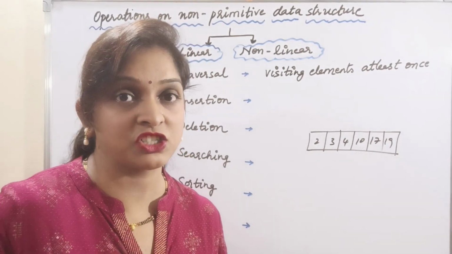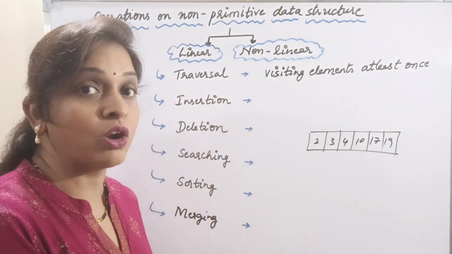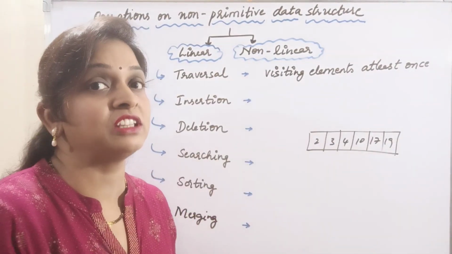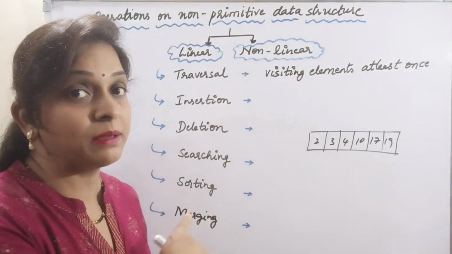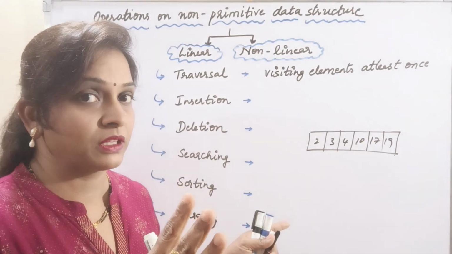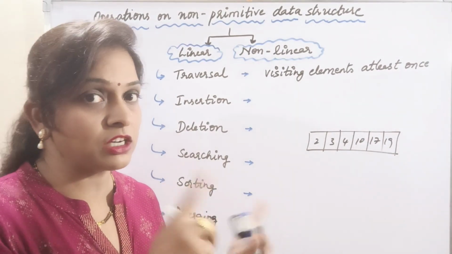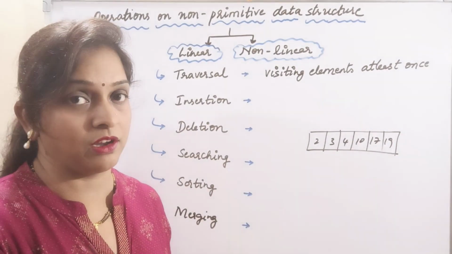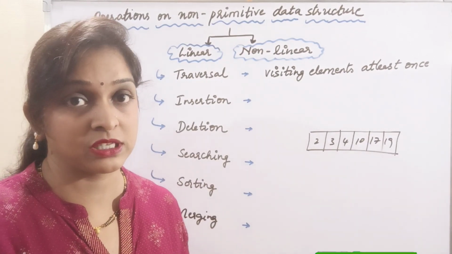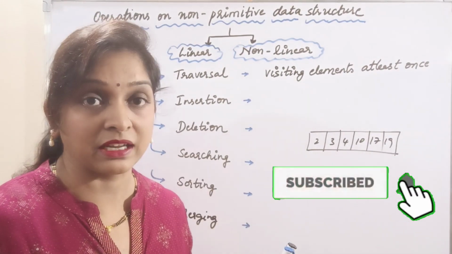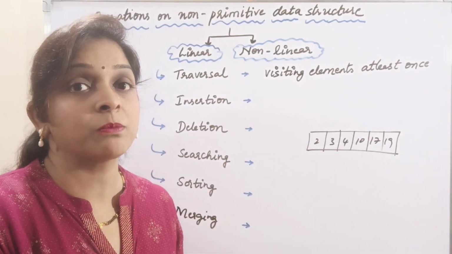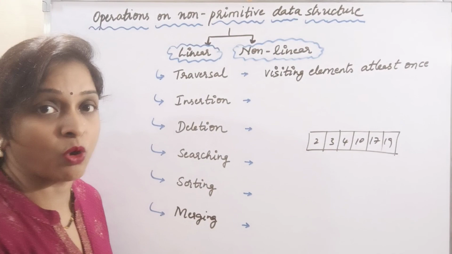But for all these data structures, linear or non-linear, trees and graphs, what are all the operations that we can perform on them? Please do check out the previous video to understand the classification of the data structures. It is primitive and non-primitive. Under non-primitive, we have linear and non-linear. Under linear, we have many data structures, and under non-linear, we have many data structures. Linear: arrays, stacks, queues, linked list, right? Non-linear: trees and graphs. So these are all the operations we can perform on these data structures.